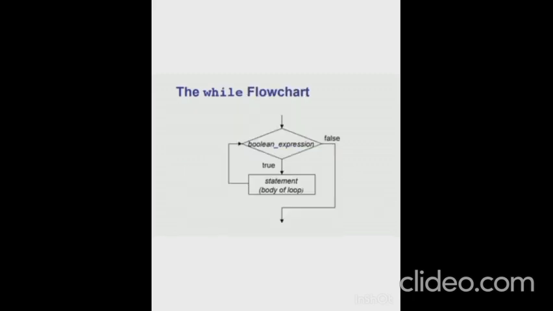The while flowchart. The boolean_expression is the test condition here. If the test condition is true, the statement, that means the body of the loop, will be executed. The boolean_expression is again evaluated. If it is true, the body of the loop will be executed again. This repetition continues until the test condition is false. If it is false, the control is transferred out of the loop.